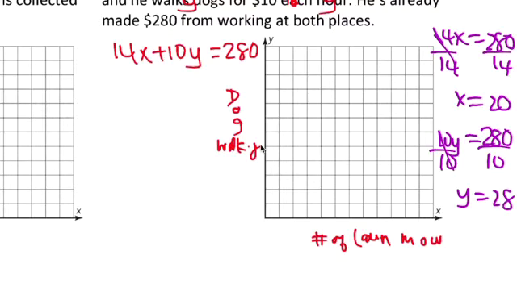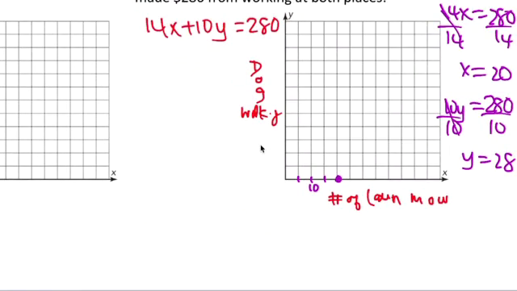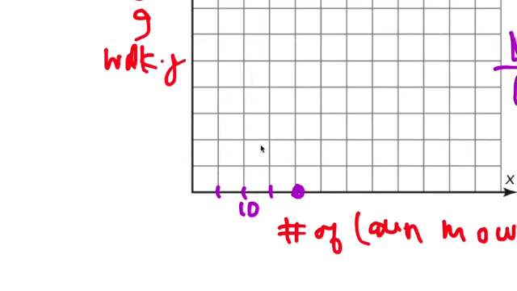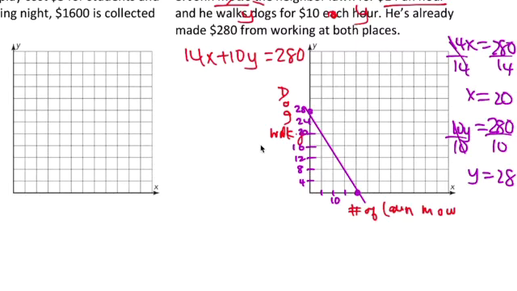X by 20. I'll do by 5. 5, 10, 15, 20. 5, 10, 15, 20. X is 20. Y is 28. Let's count it by 4. Oops. There you go. You can count it by any way you want.